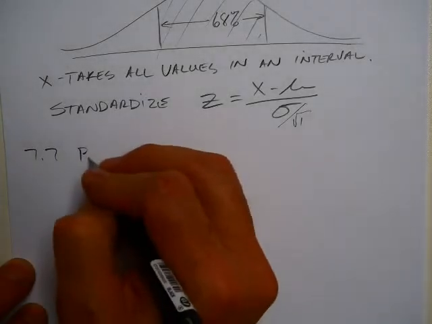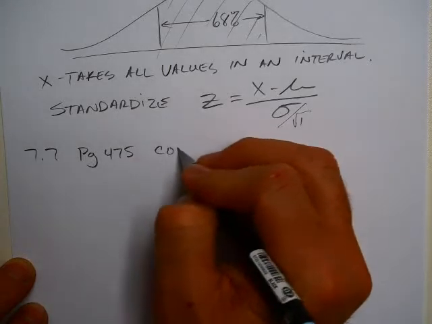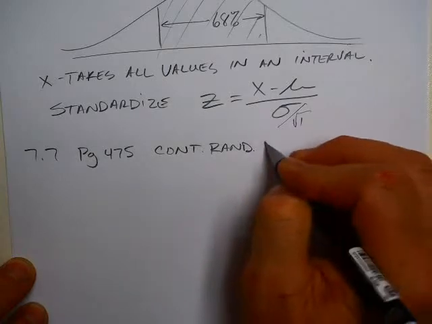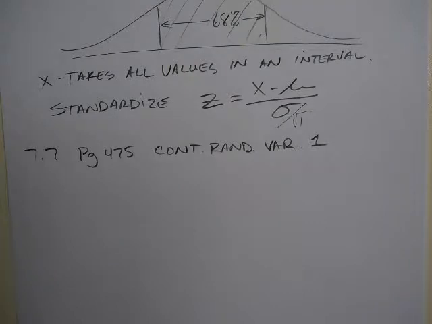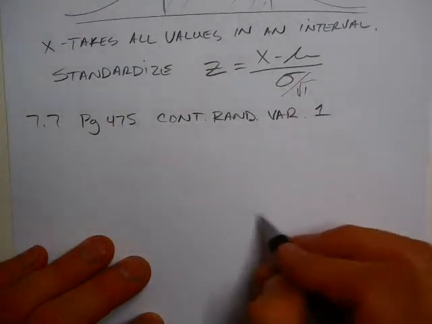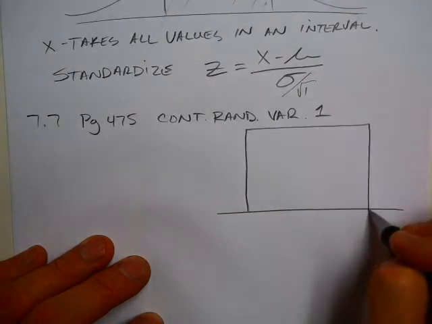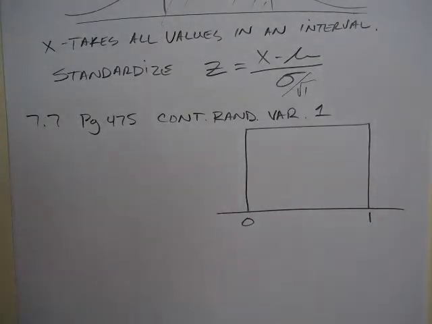So on page 475, it's called continuous random variable number 1. I guess there's a number 2 somewhere along the line. And it asks us to refer to a drawing in a previous part of the book that looks like this. So instead of having a curve, we'd still call this a curve, but it's not. It's a uniform curve, I guess you'd say.